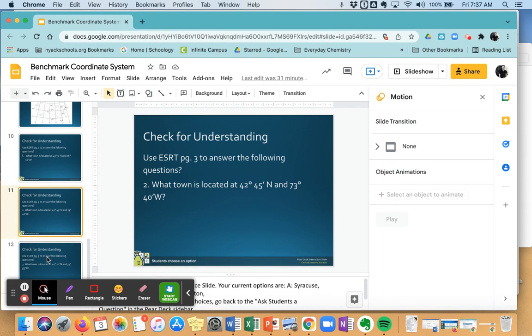All right, and then the last question asks for you to find a town that's located at 44 degrees, 10 minutes north, and 73 degrees, 55 minutes west. So again, there are 60 minutes between the lines. So you can see that 10 minutes would be closer to 44 than to 45, and 55 minutes would be closer to 74 than to 73 because it's almost to 60 minutes.